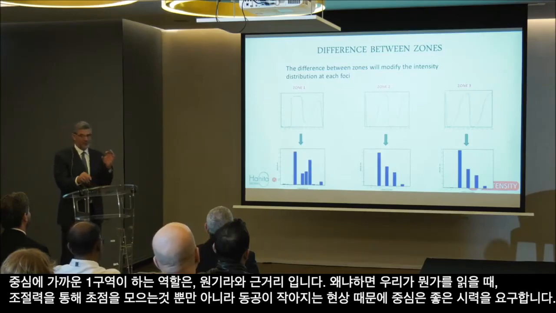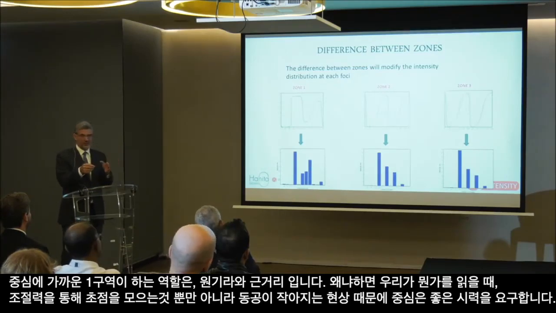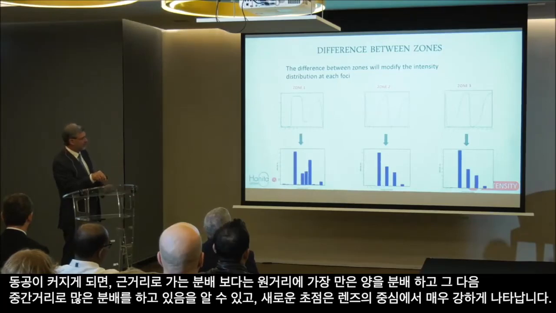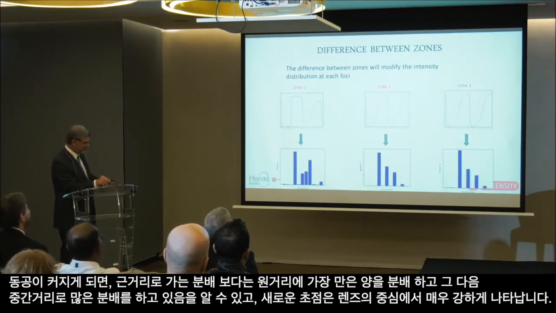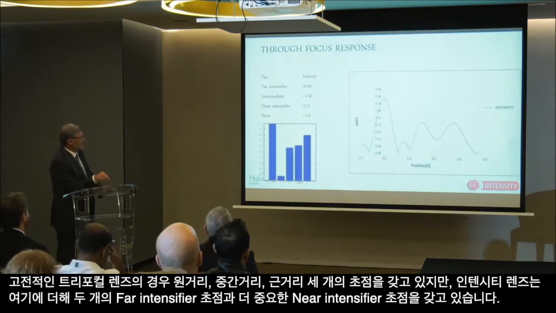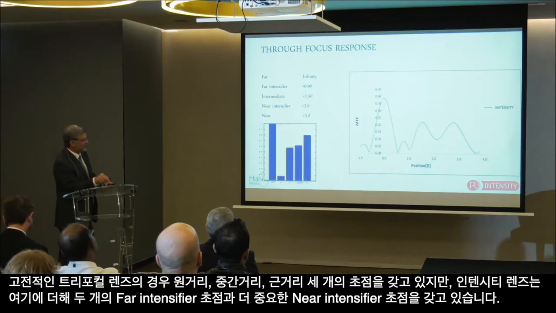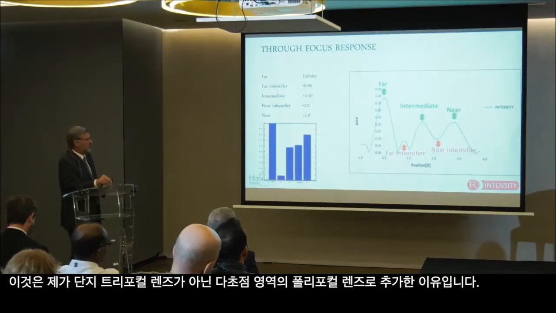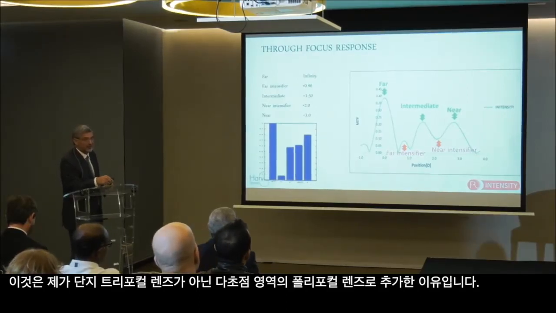Because when we read, we have not only convergence but, in accommodation, we also have miosis. So this is why we need a good vision in the center part when the pupil goes down. As the pupil goes laterally, the light distribution is for far and more towards the intermediate and less for the near. So the near focus is very much intensified in the center of the lens. These are the 3 foci, the classical far, intermediate, and near. But in addition, we have 2 more: the far intensified, and what's more important, the near intensified. This is what I meant by having polyfocal or multifocal and not just 3 foci.